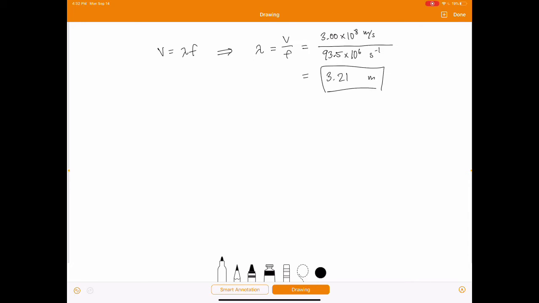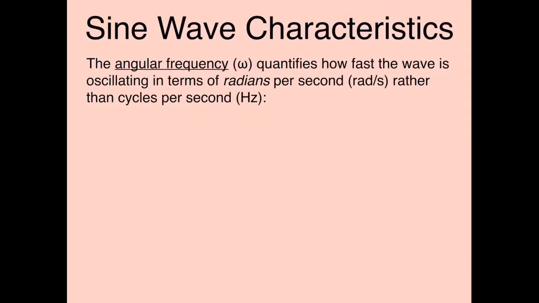So that's a pretty big wavelength for your typical radio station that you're picking up, driving in your car or whatever. About 3.21 meters in this case. Okay, so next we'll go over some more sine wave characteristics. And we'll start with the angular frequency.